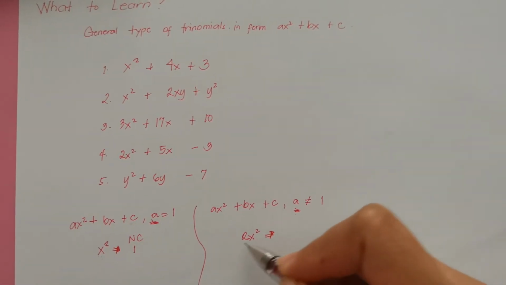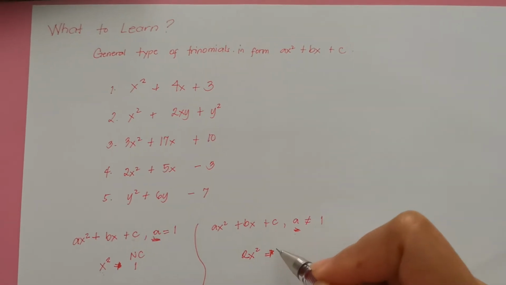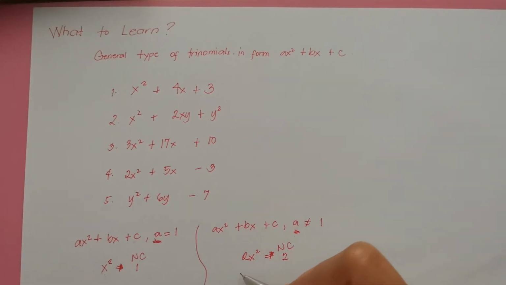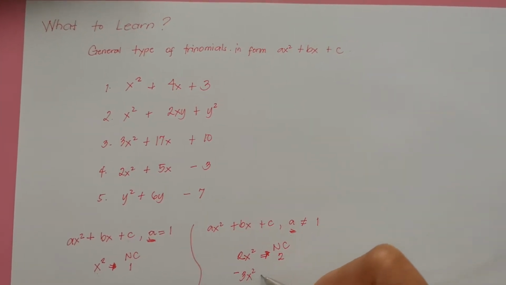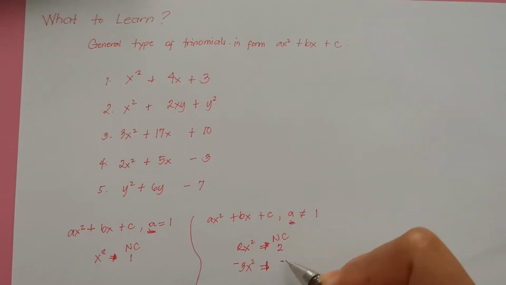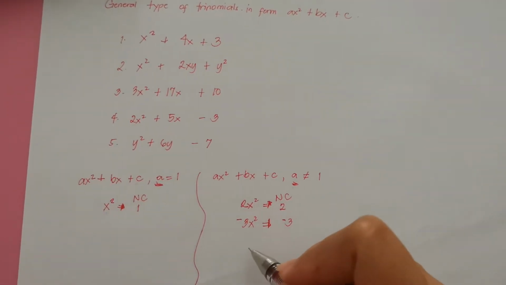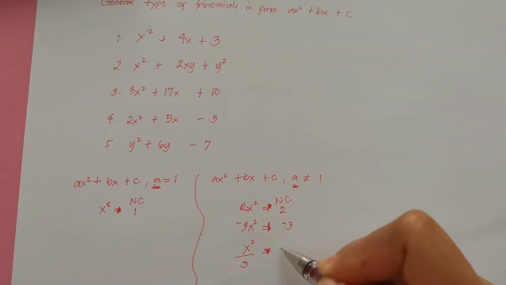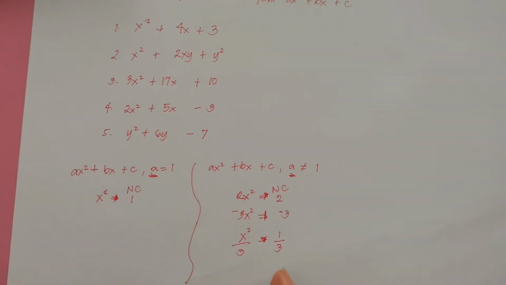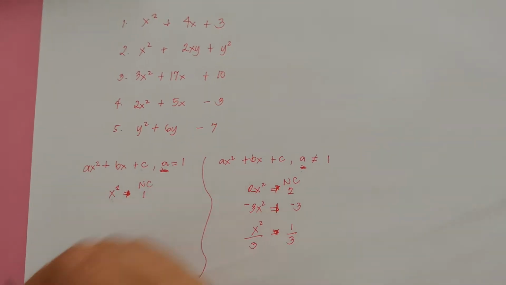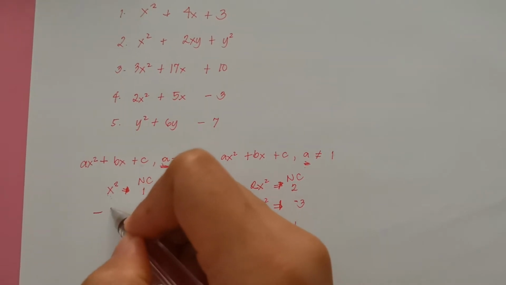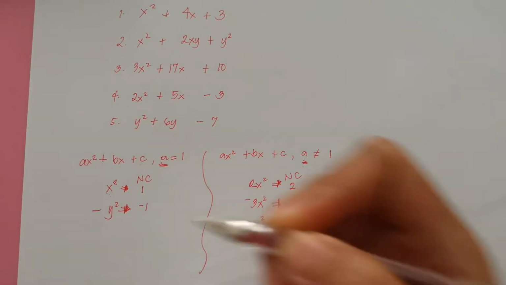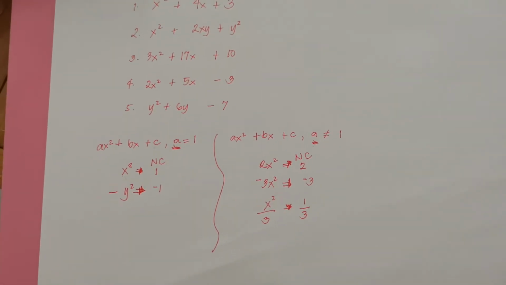So in this case, when we are given the term 2x squared, the numerical coefficient is 2. If we are given the term negative 3x squared, the numerical coefficient is negative 3. If we are given the term x squared over 3, then the numerical coefficient is 1/3. On the other hand, if you are given negative y squared, the numerical coefficient of this term is negative 1. Is that clear? Okay.